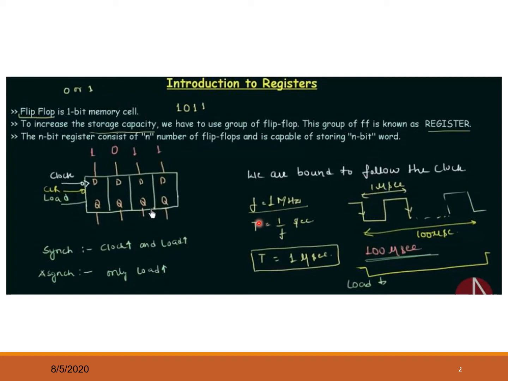Say our frequency is 1 megahertz, so our period is 1 by frequency, so it becomes 1 microsecond. So this is our 1 microsecond. Say we have a 100 microsecond total cycle. So based on whether it is synchronous or asynchronous, it will load the values for this period, right, or for this total microsecond.